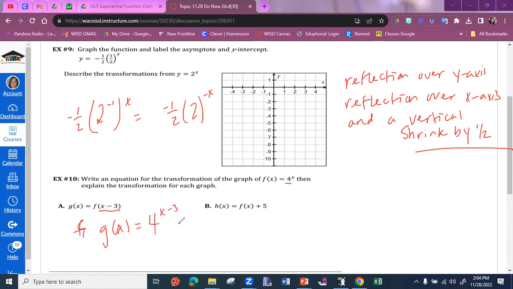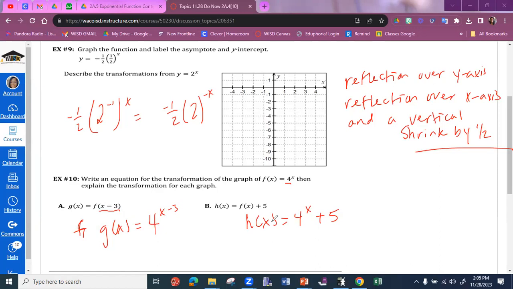Describe the transformation. So what is the transformation on this function? What does the x minus 3 mean happen to this function? It went to the right 3 because our x's are liars. So even though we think it's going to the left, it actually is going to the right. Here, h of x says f of x plus 5. So h of x equals our original 4 to the x, but plus 5. So what's happening here? I went 5 units up. I didn't change the x. I added on to the existing function.